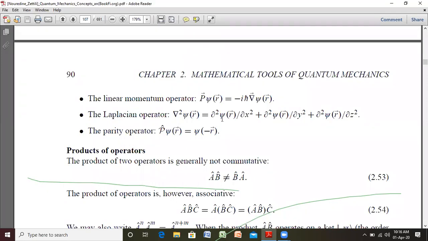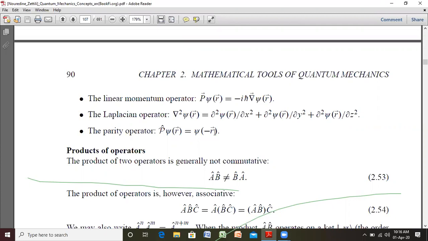So that is called the parity operator. If I apply the parity operator on a wave function psi, it will move it to psi at minus r. This is at plus r, this is at minus r. So plus r and minus r are mirror images. These are called parity operators. If you are at plus r position, the parity operator will move you symmetrically to the minus r position. So that is an example of a parity operator.